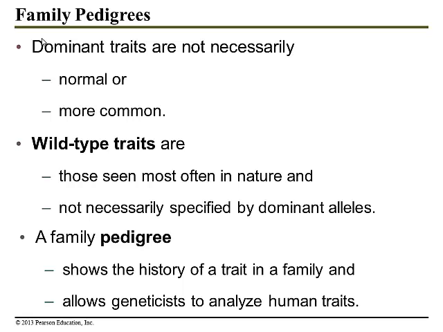So dominant traits are not necessarily normal or more common. It just happens to be whatever you happen to see mating in a population. And populations tend to be groups of people in a certain area or groups of organisms in a certain area. Typically wild type traits are those that are seen more often in a group, in a population, in nature. And they're not necessarily specified by dominant alleles.